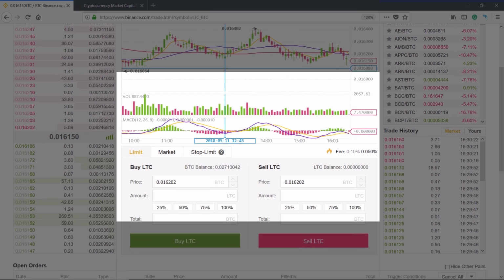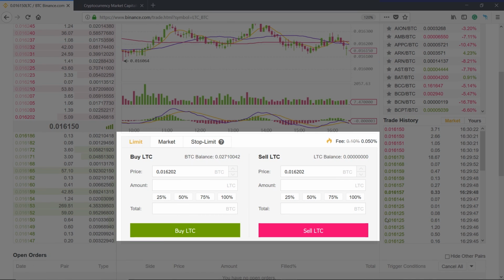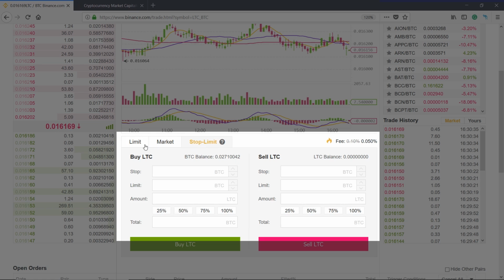Now right here is where you're actually going to be buying and selling your coin. In a quick tutorial here, there are limit, market, and stop limit orders.